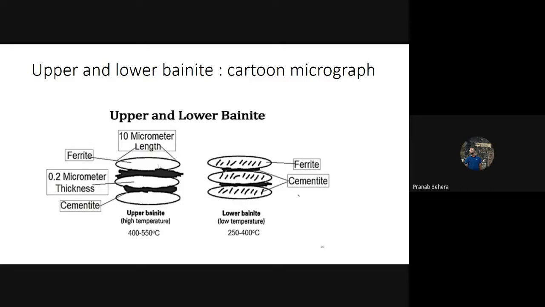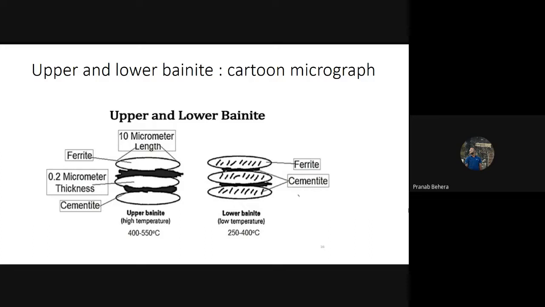And I told you, if you remember, upper bainite forms at relatively high temperature, lower bainite forms at relatively low temperature, right? And this is finer, this is somewhat coarser, if you compare them, otherwise both are fine. And this will give you more toughness and more strength as compared to this one.